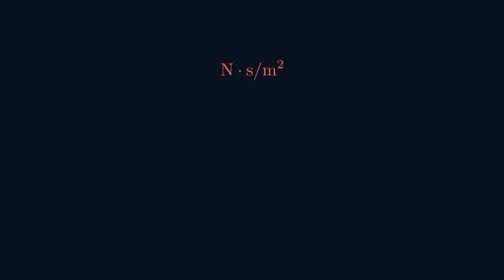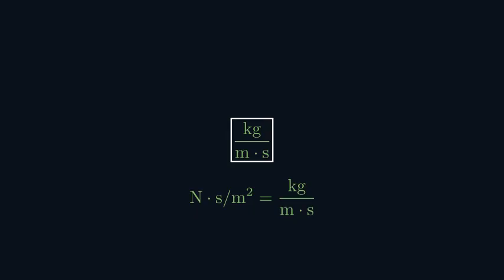Now we can substitute this definition of a newton back into our viscosity unit. The N is replaced with kilogram meter per second squared. Now we can simplify. The S in the numerator cancels one of the S's in the denominator. Likewise, the M in the numerator cancels one of the M's in the denominator. This leaves us with a much simpler expression for the SI unit of viscosity, kilograms per meter second. Now we finally have something we can directly compare to the CGS unit.